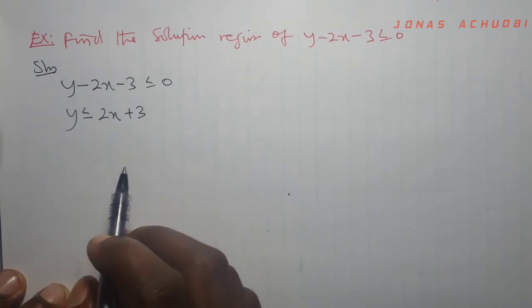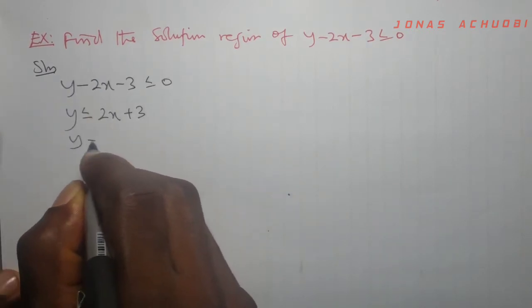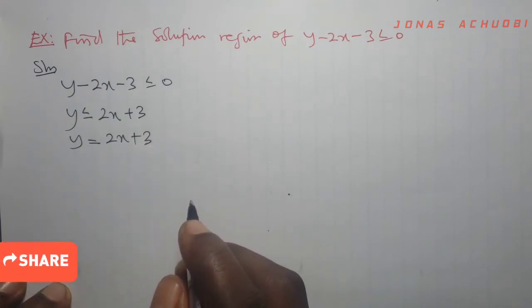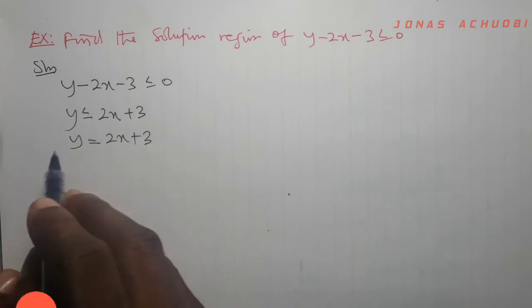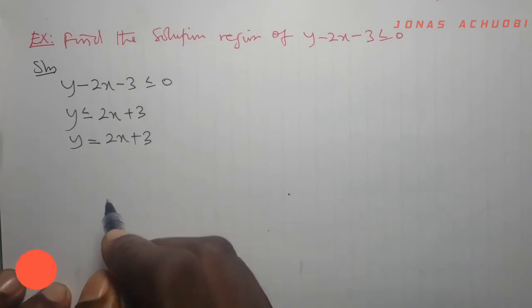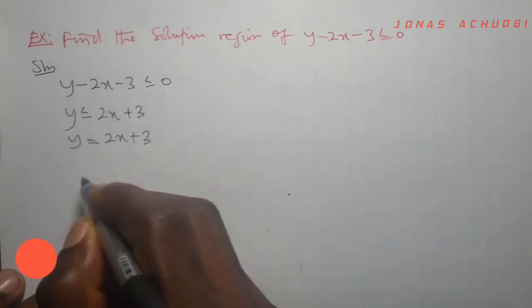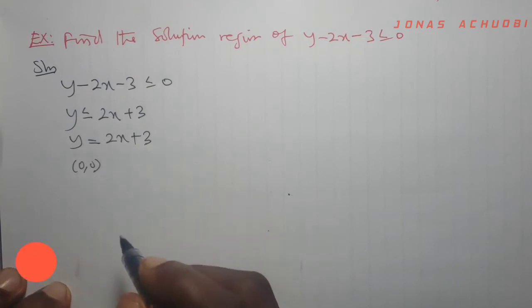Our step 2 says we should replace the inequality sign with an equality sign. So we now write y equal to 2x plus 3, and that becomes a line. Step 3 says we should now find two coordinates and mark those coordinates on our xy plane. Like I said earlier, it is advisable to just pick the point 0, 0. This point means that x is 0, y is 0.